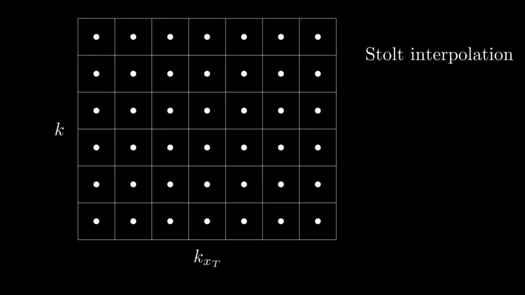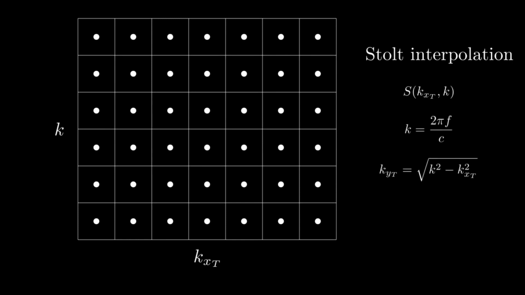This interpolation, as defined by Stolt, can be explained graphically. We first draw the initial domain in which our signal is defined, considering that our frequency dimension can also be expressed as the k wave number component if we are propagating in free space.